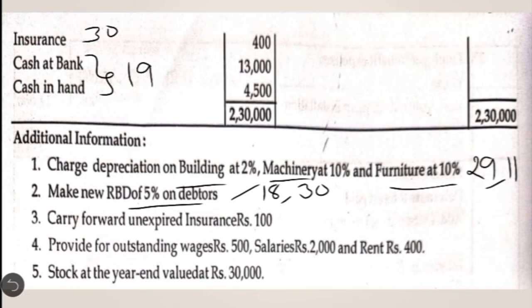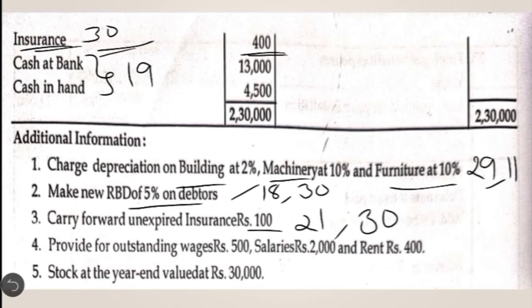Then third one, carry forward unexpired insurance. Unexpired insurance means prepaid expenses, prepaid insurance amounting to 100. So here we have insurance amounting to 400, but out of which 100 rupees is paid for the next year. So it is prepaid expenses. So we are going to show that in note number 21, that is other current asset. One more time, in note number 30 from insurance we are going to deduct it.